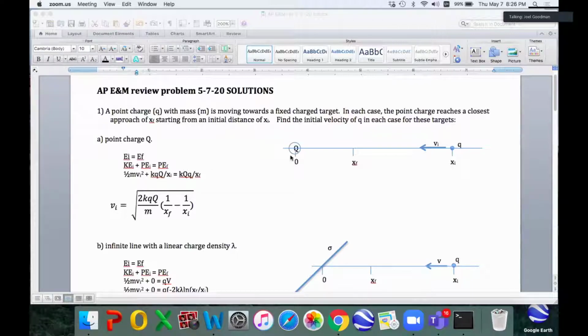K Q over R, over this R, is the initial voltage. And this voltage times that Q would be the potential energy. So Q times voltage is potential energy. We didn't have to do any calculus because we already did that, so we're just using the formula. And then that's the potential energy final. Everybody got that?